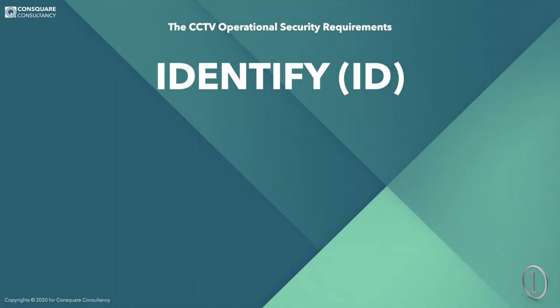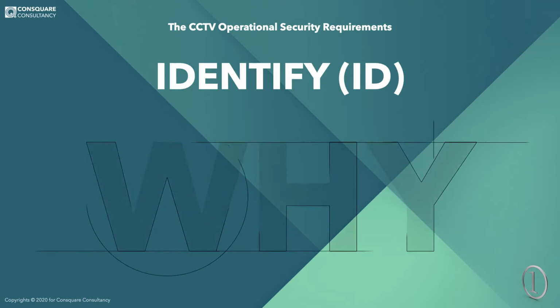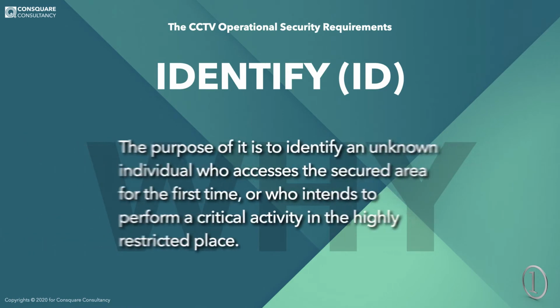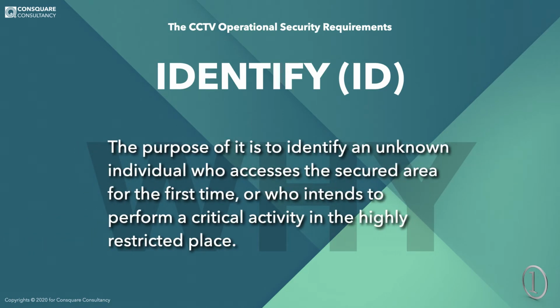The first one is to identify, or shortly known as ID. Why do we use ID cameras? The purpose of it is to identify an unknown individual who accesses the secured area for the first time, or who intends to perform a critical activity in the highly restricted place. This means it would be the first layer of knowing occupants, but the most important one because other layers depend on it.